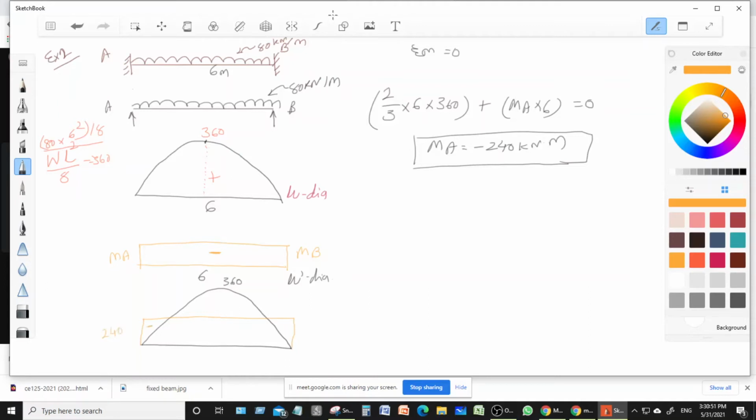This one is negative, this one is negative, this one is positive. Again here negative and positive both will overlap, so the effect of moment will be null. So we just erase this bottom line, because there is no effect of moment, positive and negative.